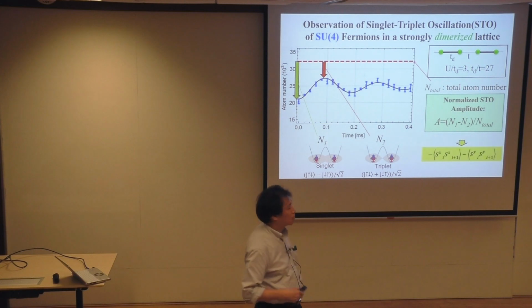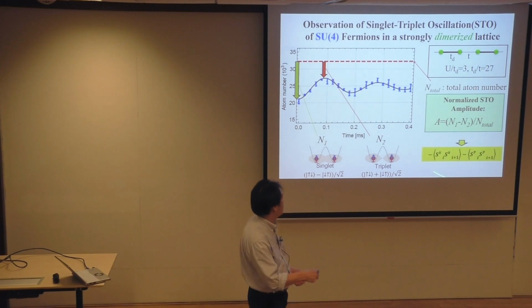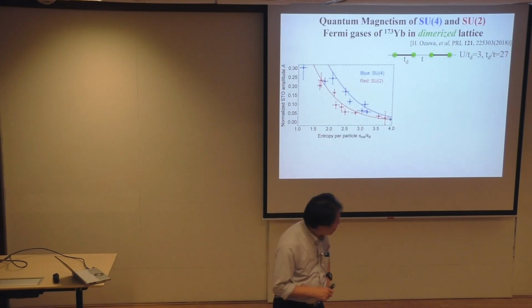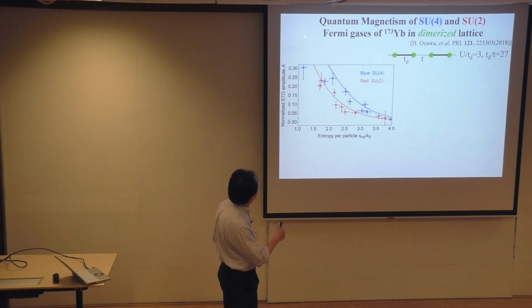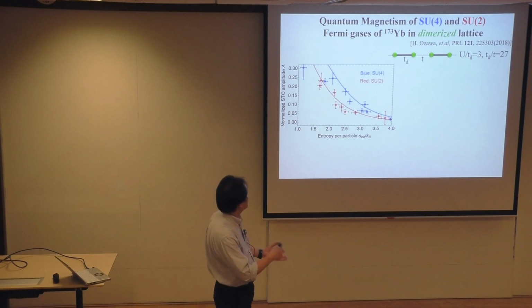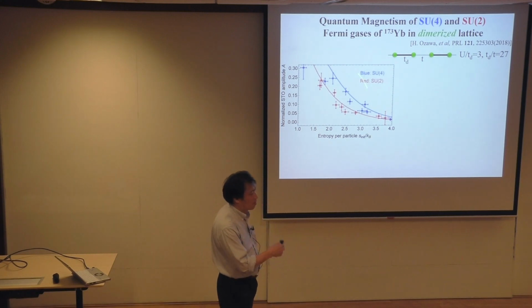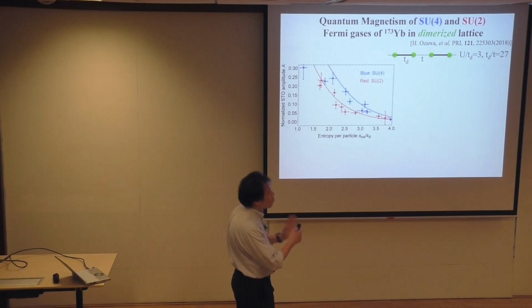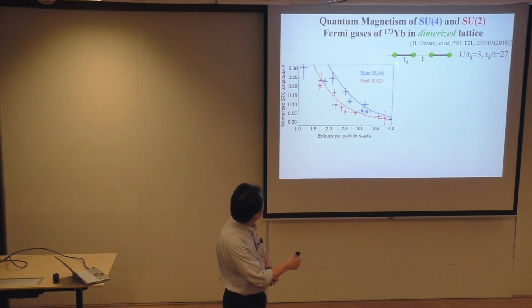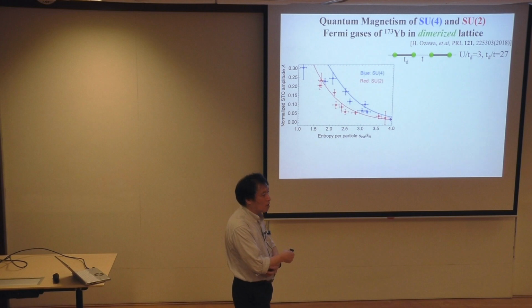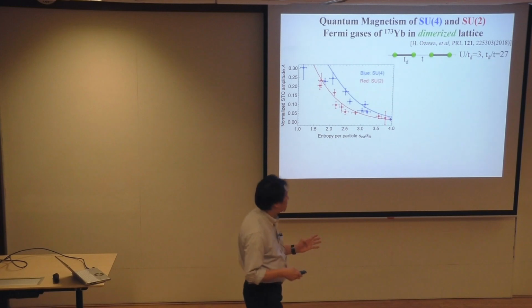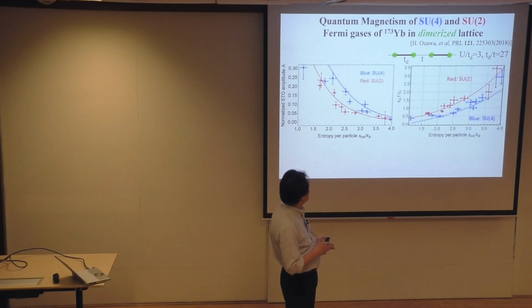And this quantity is related to the transverse spin correlator in the system. The observed normalized STO amplitude is plotted for various initial entropy per particle, both for the SU(4) and SU(2) cases, like this. And you can clearly see that a larger STO amplitude is observed in the system of SU(4) than in SU(2). And from these signal amplitudes, we can determine the temperature of the atoms like this.